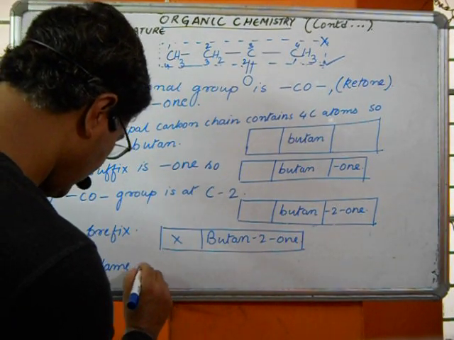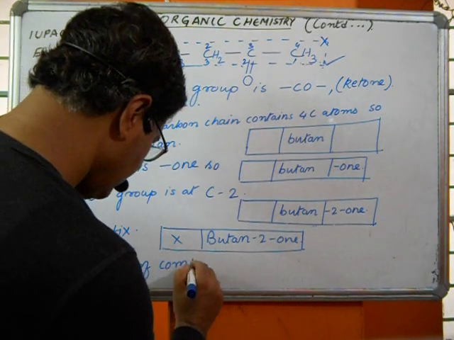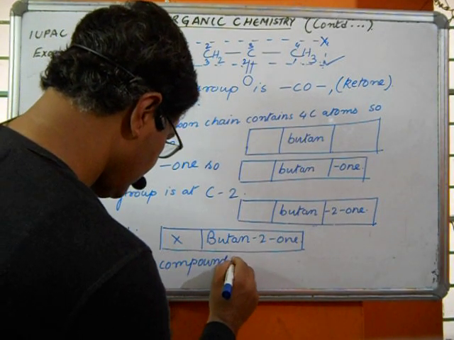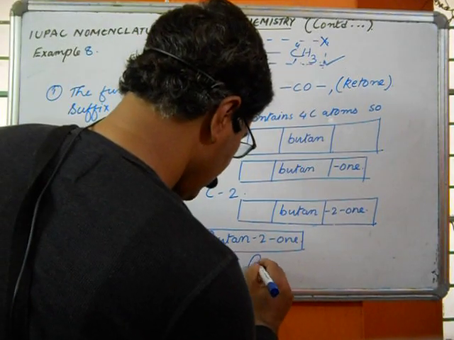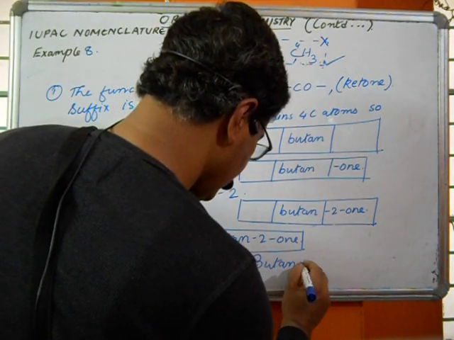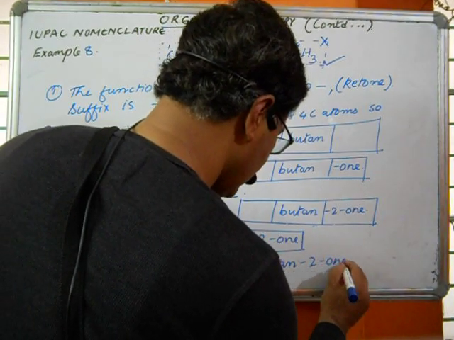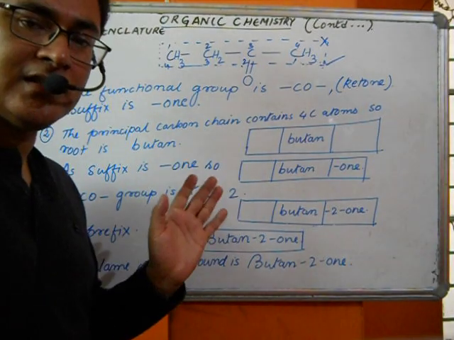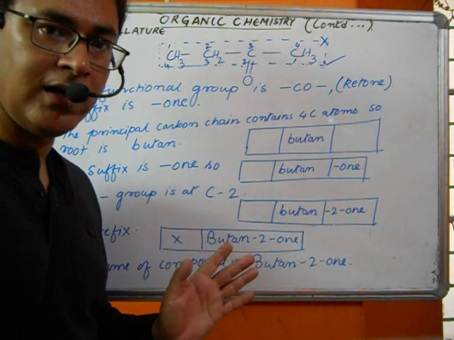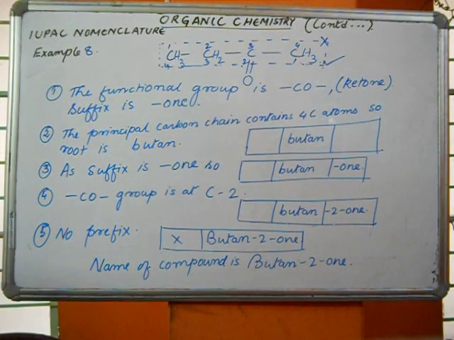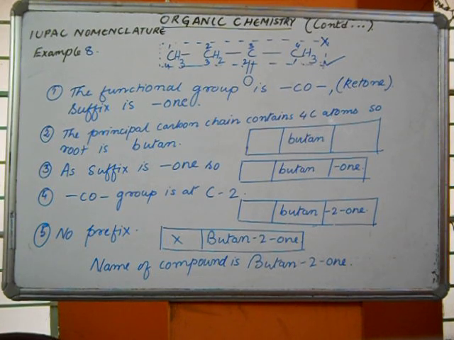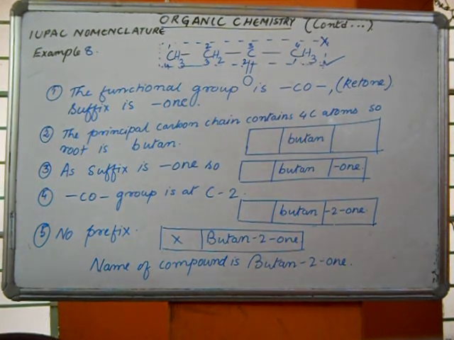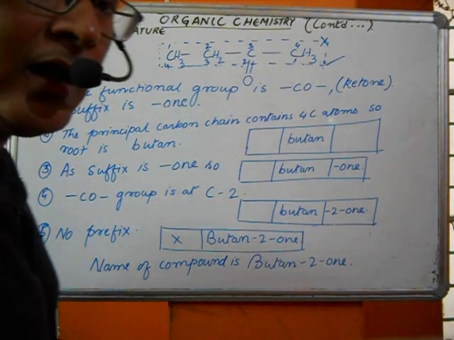Name of compound is butane dash 2 dash one. So we have done this with ketones. This is how we name ketones, right? Please note it down. So I hope you have noted it down. Now we will move on to the next compound.